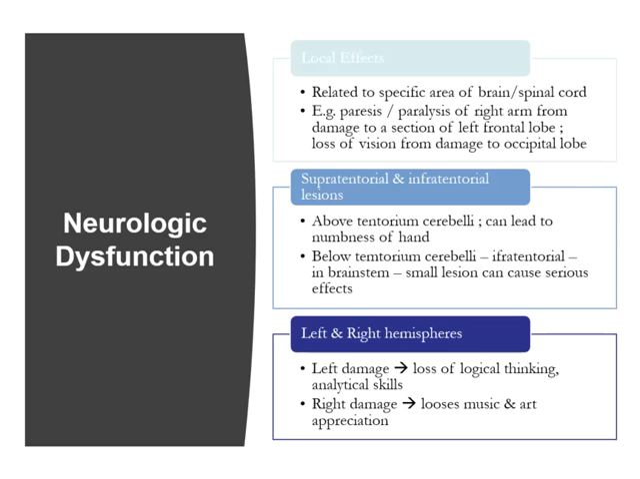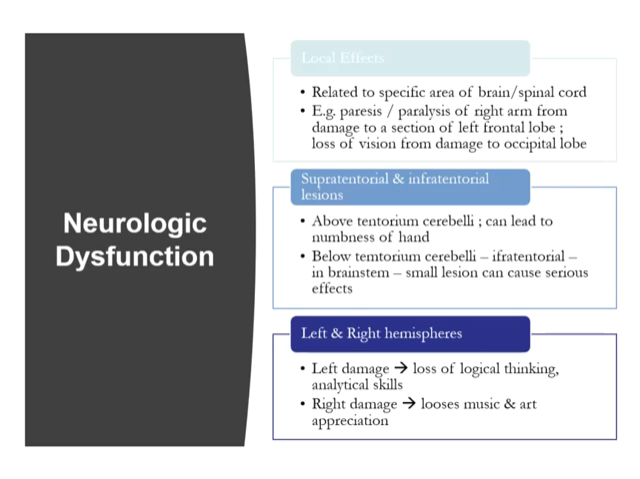Then there are some supratentorial and infratentorial lesions. So there is a tentorium cerebelli. It is around the brain stem, and it is a thin membrane kind of structure, and it differentiates the structures above the cerebelli and below the membrane. So if there is any problem or damage to the structures above that membrane, then it can lead to numbness of the hand.